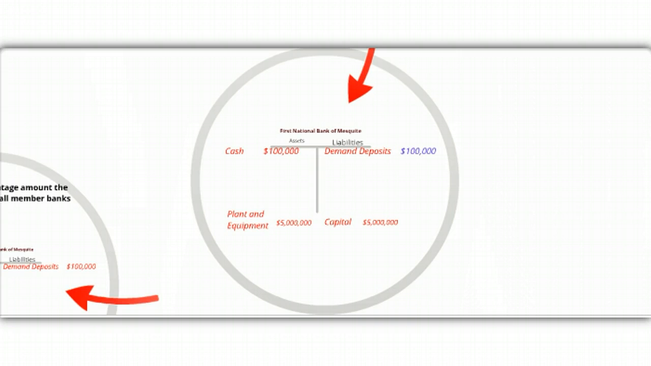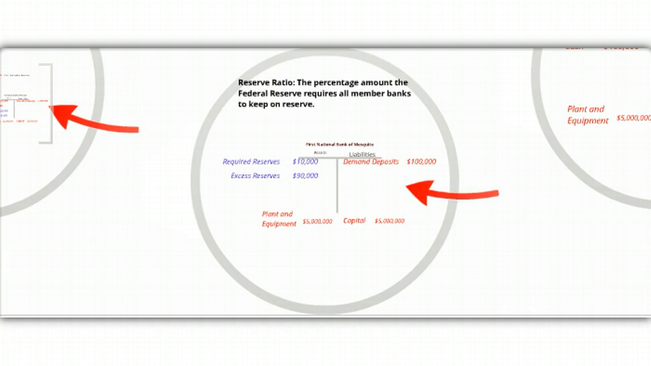Well, if we look at that $100,000 cash, we actually need to divide this into two sections because there's a term we need to know now. It's called a reserve ratio. The reserve ratio is the percentage amount the Federal Reserve requires all member banks to keep on reserve. When you deposit money in the bank, there's a certain percentage of that money the bank must keep on hand at all times. Now, when I say it must keep it on hand, it doesn't actually mean it has to keep it in the bank walls. It can keep it on deposit at the Federal Reserve if it likes, but it cannot lend out a certain percentage of that money.